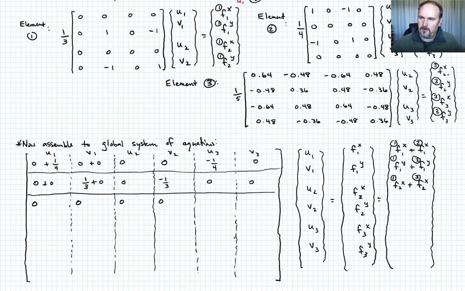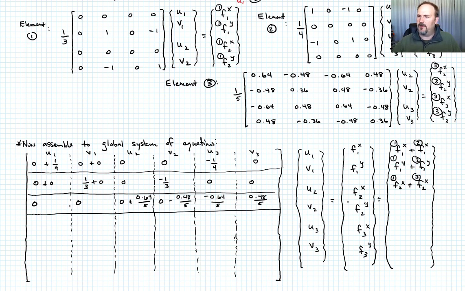Now let's look at the F2x in element 3. F2x in element 3 corresponds to the first row, and that's in the U2, V2, U3, V3 columns. So we'll go ahead and just write that down. U2 is going to be 0.64 divided by 5. There's a 1/5 out front, so it's 0.64 over 5. The next will be negative 0.48 over 5. The next term will be negative 0.64 over 5. And that last term will be 0.48 over 5. Okay? So that's all well and good. Now we're done with that row.